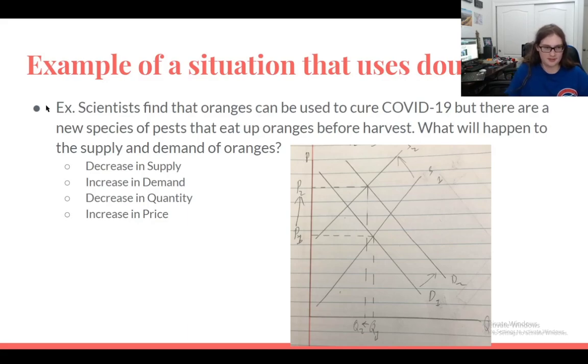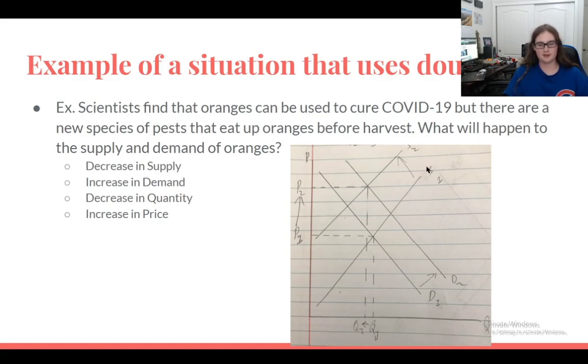Alright, here is an example of a situation that uses this double shift. Example: scientists find that oranges can be used to cure the current pandemic, COVID-19, but there is a new species of pests that eat up the oranges before harvest. What will happen to the supply and demand of oranges? And as this is just an example, I'll go through this one with you.